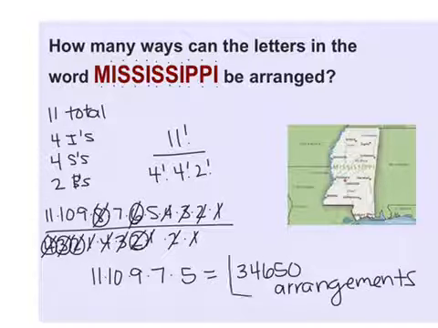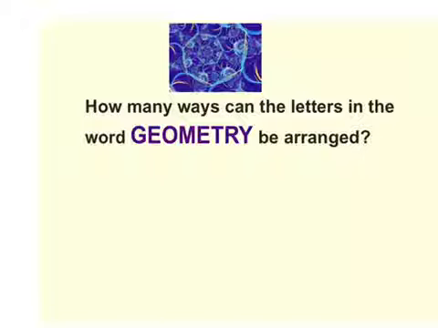Let's look at one last example here before moving on to practice. How many ways can the letters in the word geometry be arranged? Again, let's figure out how many total we have. We have 1, 2, 3, 4, 5, 6, 7, 8 total. So I have 8 total. And then I have some repeats here. I have E that's repeating, and I have 2 of those. So I have 2 E's.